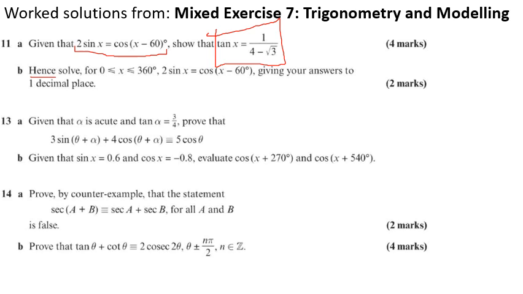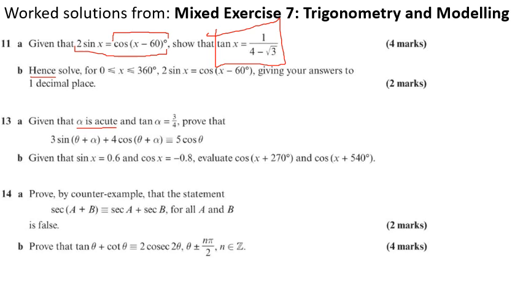Now, hopefully we can see that the most obvious way into this question is involving the cos x minus 60. We've got a rule for multiple angles, cos of a plus b, cos of a minus b, so we can work with those. Question 13, it gives you some information here that might come in handy.